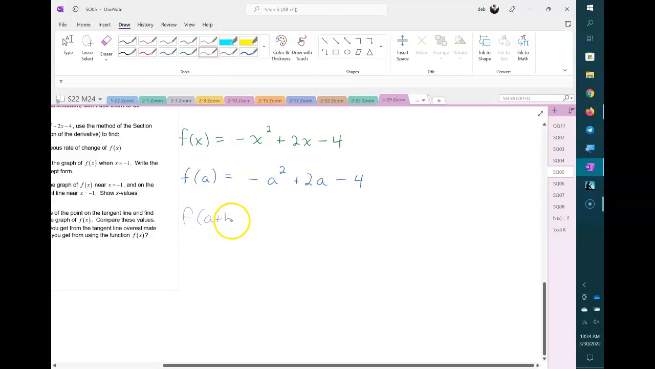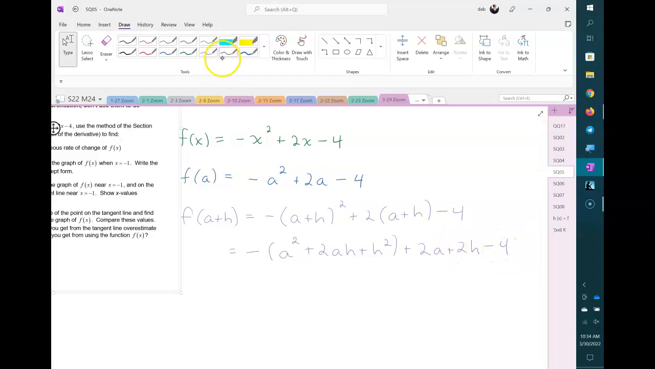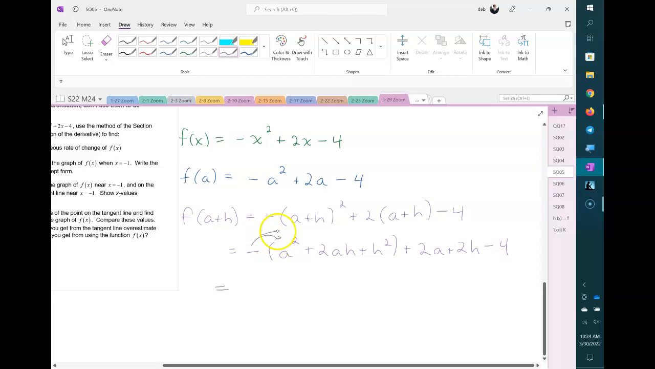So f of a plus h is negative (a plus h) squared plus 2 times (a plus h) minus 4. I'm going to simplify that. (a plus h) squared is a squared plus 2ah plus h squared, plus 2a plus 2h minus 4. And then I'm going to distribute this negative: negative a squared minus 2ah minus h squared plus 2a plus 2h minus 4. So that's my f of a plus h.